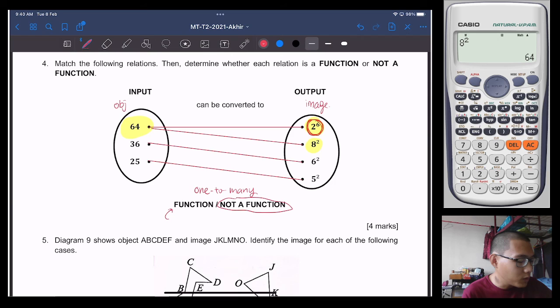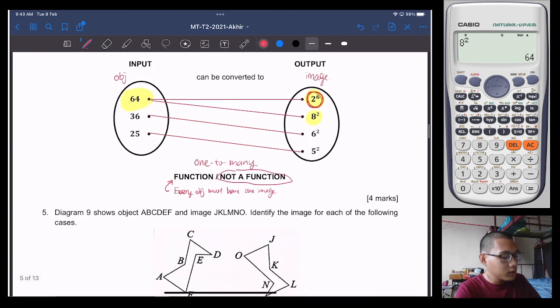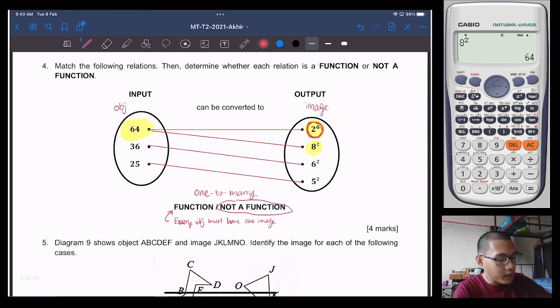So for a function, every object must have one and only one image. Okay, so this is question 4. For the marking, if you make a mistake or miss out this one, you lose 1 mark. If you didn't draw this, connecting these two, you also lose 1 mark. Let's say this one 1 mark, this one 1 mark, this one 1 mark.